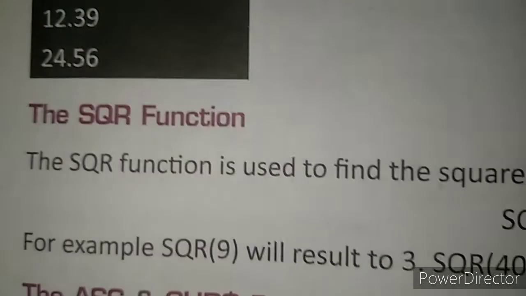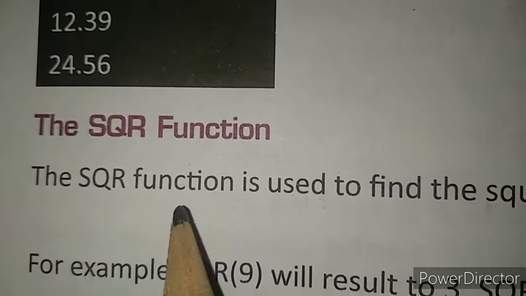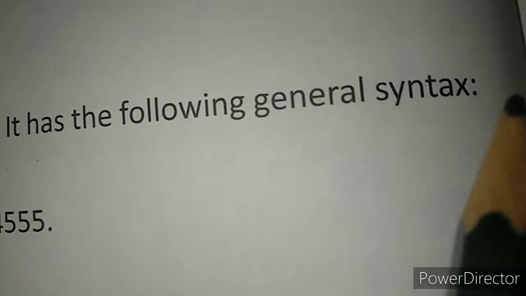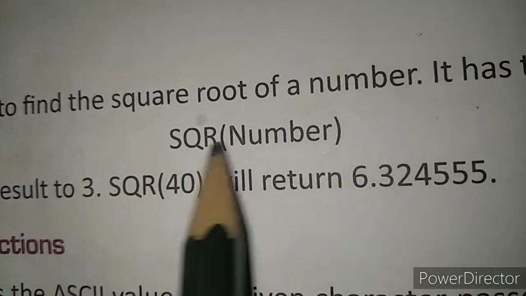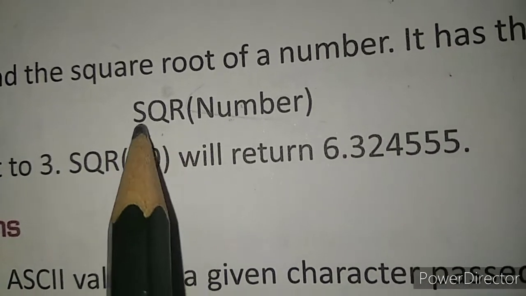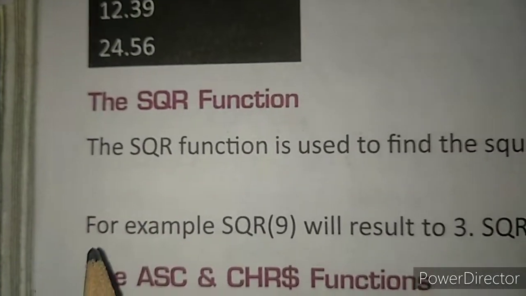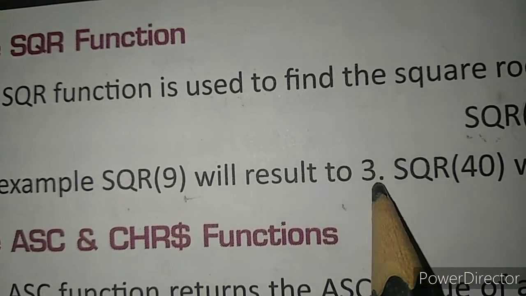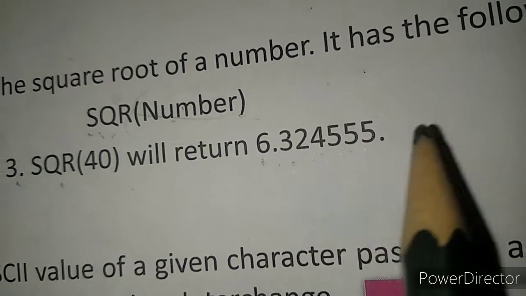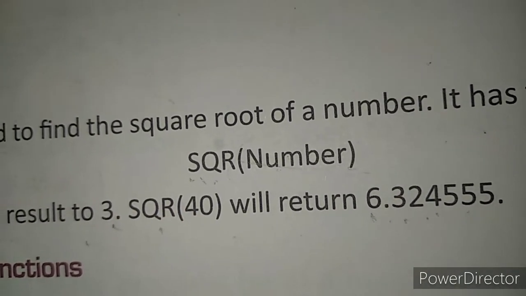Now the next function is SQR. If you want to calculate the square root of a number, then the SQR function is used. It has the following general syntax: you write SQR, and in the brackets you write the number. For example, SQR 9 will return the value 3, and SQR 40 will return the value 6.324555. So this is how you can utilize the SQR function and find the square root of any number.